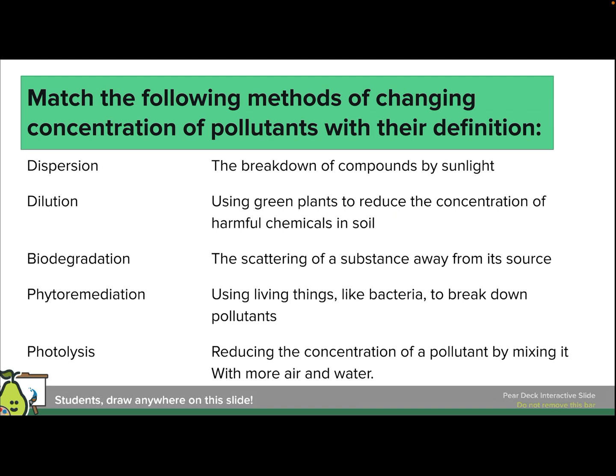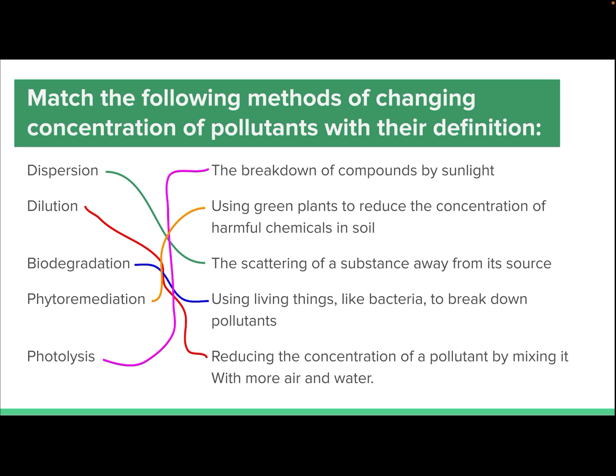Okay. Match the following methods of changing concentration of pollutants with their definition. So these were the five remediation techniques, ways to reduce the concentration. We could use dispersion, dilution, biodegradation, phytoremediation, and photolysis. And then we have a number of definitions. So let's take a look on the next page to see what's what.